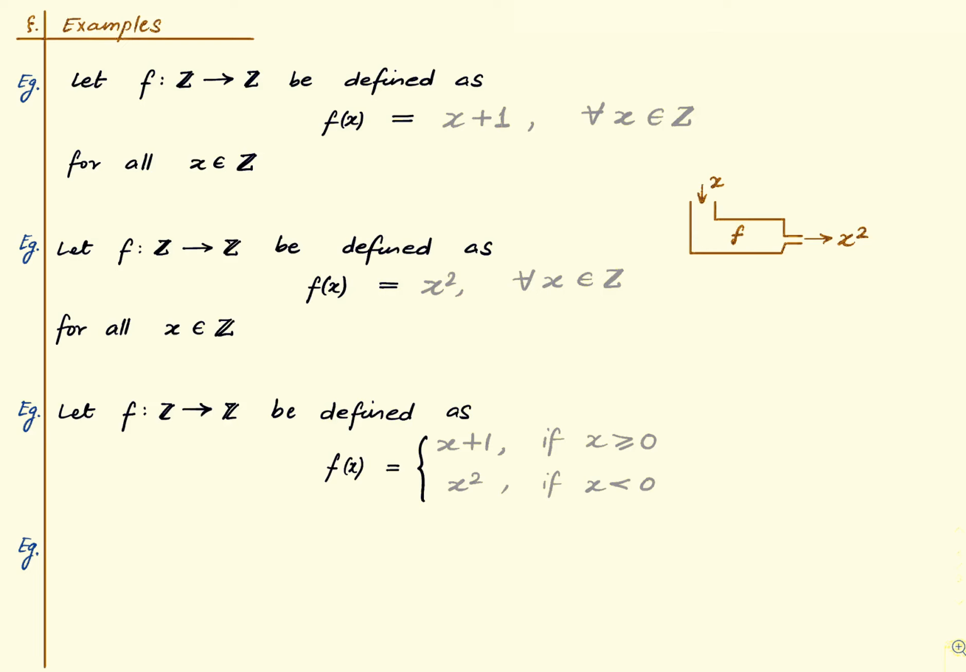Okay. So far all these functions were from the same set to the same set, but the next one is from the set of integers to the set of rationals, and we define it as f(x) = x/2 for all integers. So this is also an example of a function.